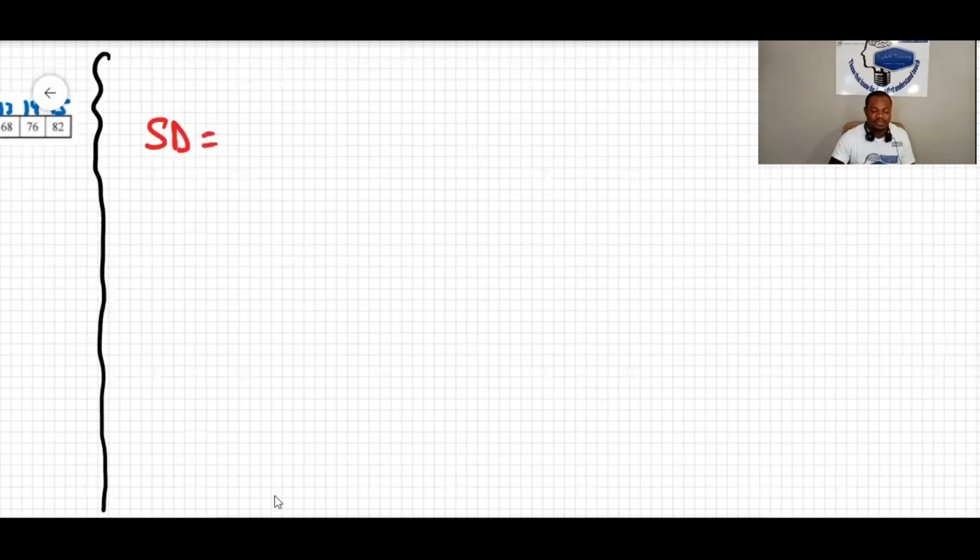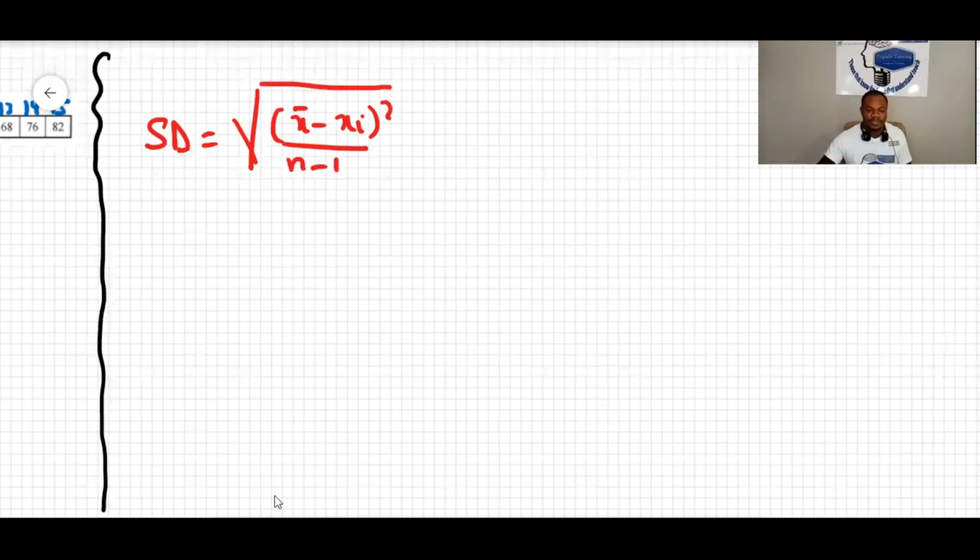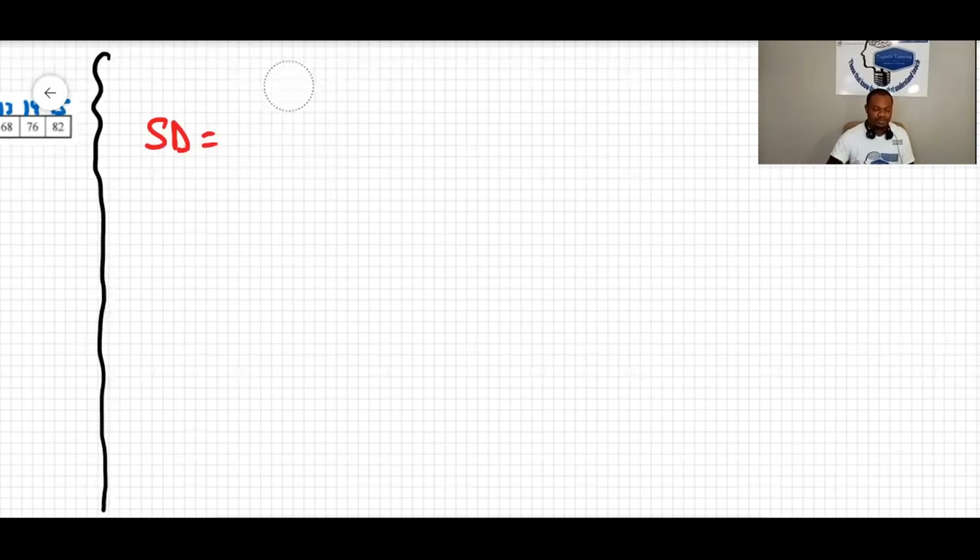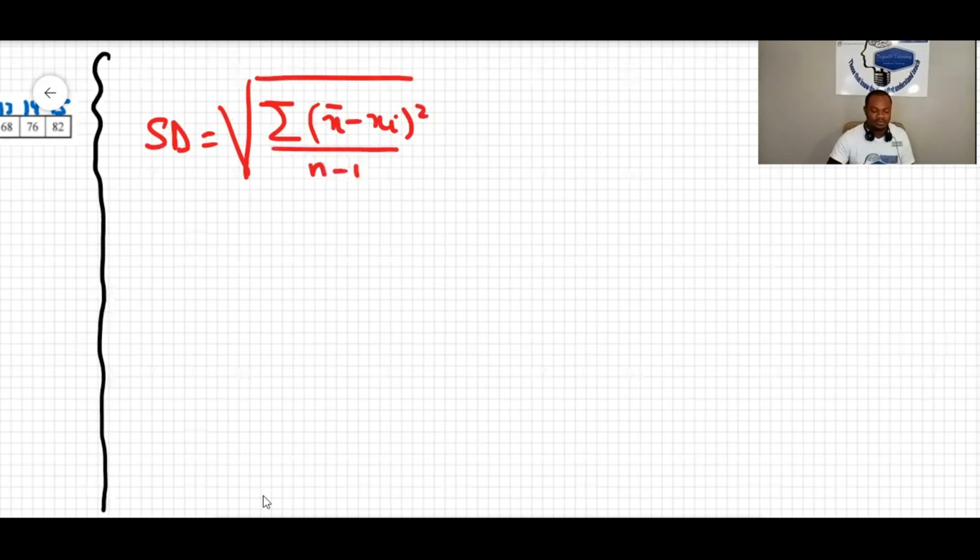The standard deviation will be the square root of the sum of x bar minus xi to the power of 2, all over n minus 1. Let me draw the formula. So it's going to be the square root, of course, of the sum of x bar minus xi to the power of 2 all over n minus 1. This is for the 1.1.4. It is given by that formula.